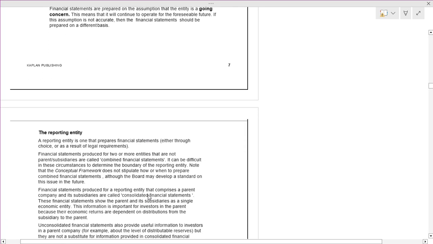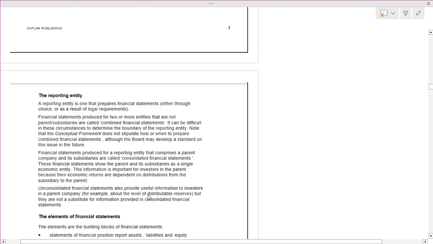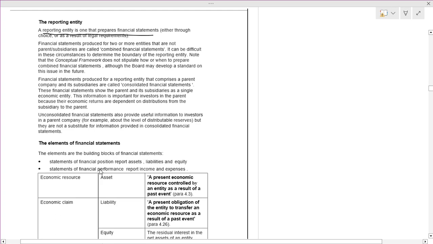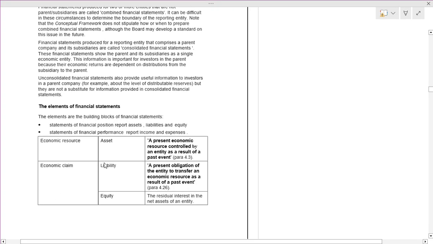Okay? Now we are talking in terms of the reporting entity. The reporting entity is the one who is going to prepare the financial statement. Elements of financial statements, that's what it says. This is very important. People will say, what is an asset? Asset is nothing but what you own. Liability is nothing but what you owe. That is the basic, that is the initial fundamental starting point when we learn this.